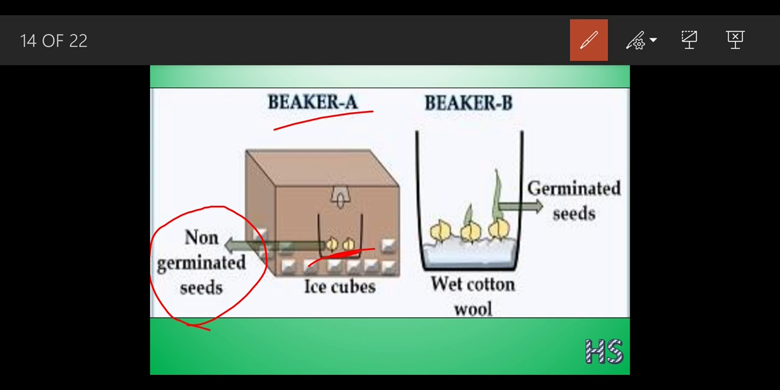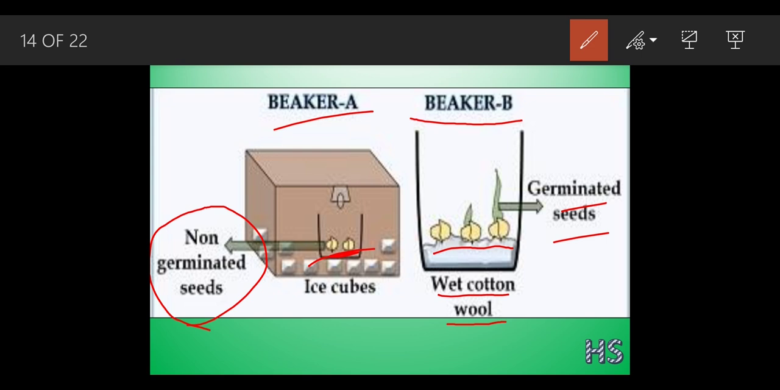But in beaker B there is cotton wool, and here we have kept the seed. This seed is kept in the open air at normal temperature, not too high, not too cold, a moderate condition. We can see that the seeds have started to rupture after a day or two.